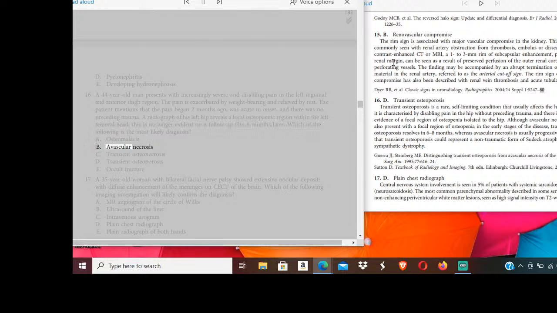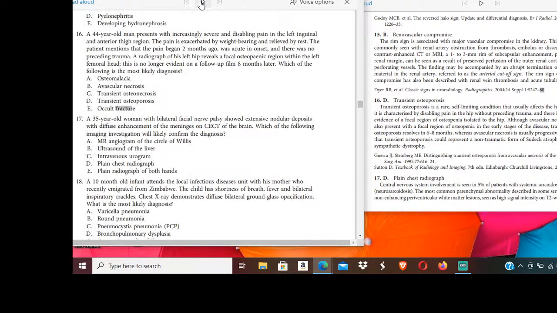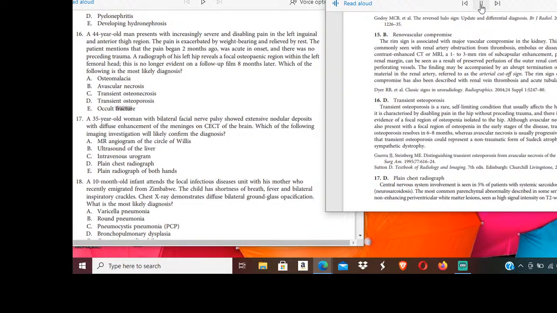A. Osteomalacia. B. Avascular necrosis. C. Transient osteonecrosis. D. Transient osteoporosis. E. Occult fracture.